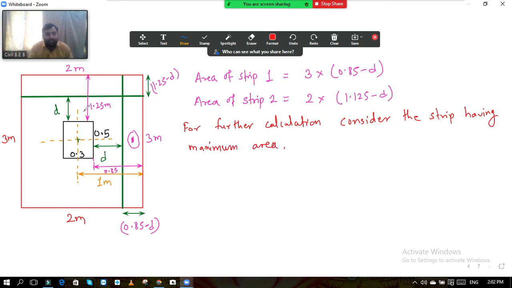ओके. आता मला सांगा, ही आपली स्ट्रिप 1 आहे. दिस इज अवर स्ट्रिप 1 and this is our strip 2. So in strip 1 and strip 2, which strip is having maximum area? You tell me. आणि कसं ठरवणार? Now here you are getting it in terms of d. So how you are going to decide which strip is having more area? बघा, सांगा मला कुठला आहे ते आन्सर.